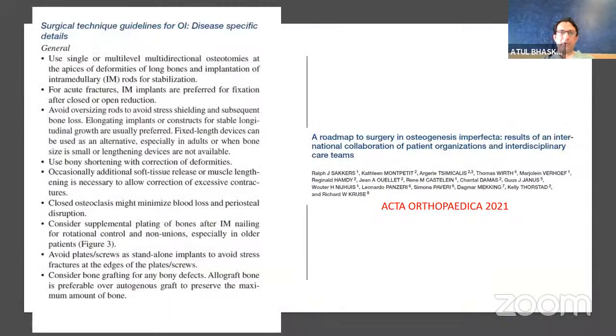Now, a number of caveats were already described way back in 2021 regarding the principles of treatment of OI, which are disease-specific steps you must take. You may have to use single or multi-level, multi-directional osteotomies, depending on where the apices are. Use intramedullary implants over plates. Don't use very rigid rods. Don't use oversized rods. This is not a fracture situation where you need a canal-fitting rod; you just want to make sure that the bones are aligned and the implant elongates. Otherwise, there will be a lot of stress shielding.